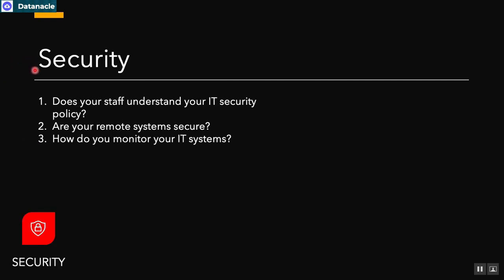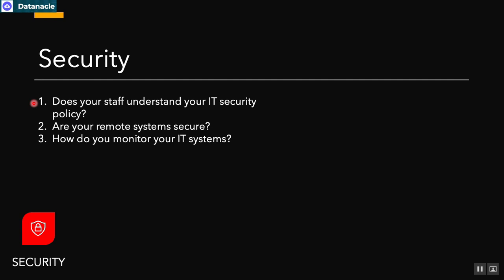All right, so on to security. Number one, does your staff understand your IT security policy? I should probably rephrase that to, do you even have an updated policy for remote work? Because you'd be surprised how many times organizations have outdated IT policies from the early 2000s. It's possible that before this, no one ever thought you'd be working from home, or that your whole organization would have to move operations to everybody working remotely. So you definitely want to look into that as far as security.